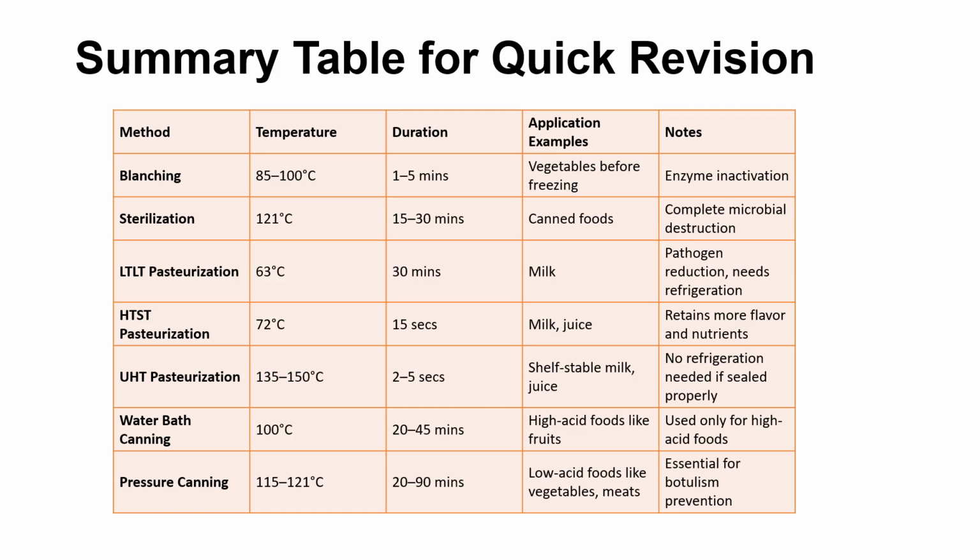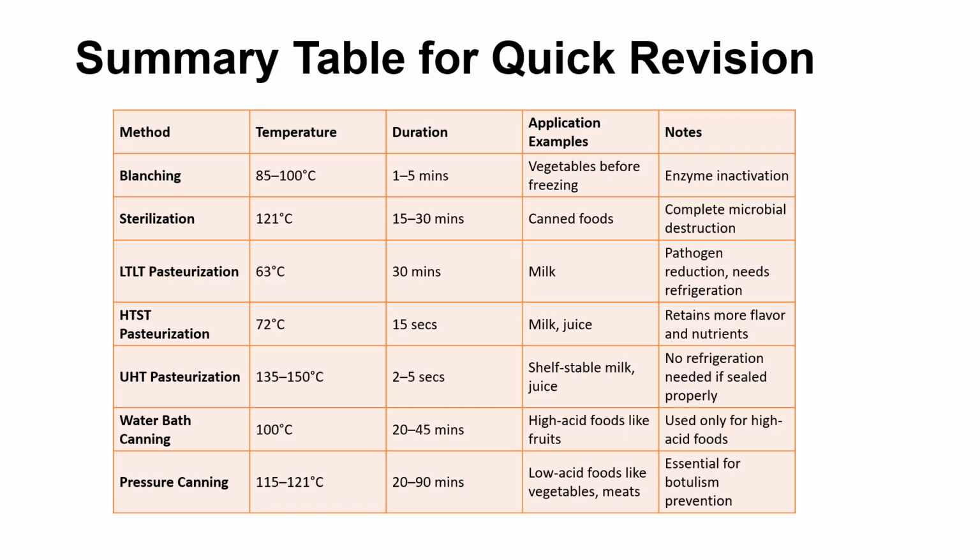Okay. So next one is LT pasteurization. The temperature here is 63 degrees Celsius. Duration is 30 minutes. Milk and pathogen reduction needs refrigeration. HT pasteurization, 72 degrees Celsius. Duration is 15 seconds. Applicable for milk and juices. It retains the flavor and nutrients of the food.